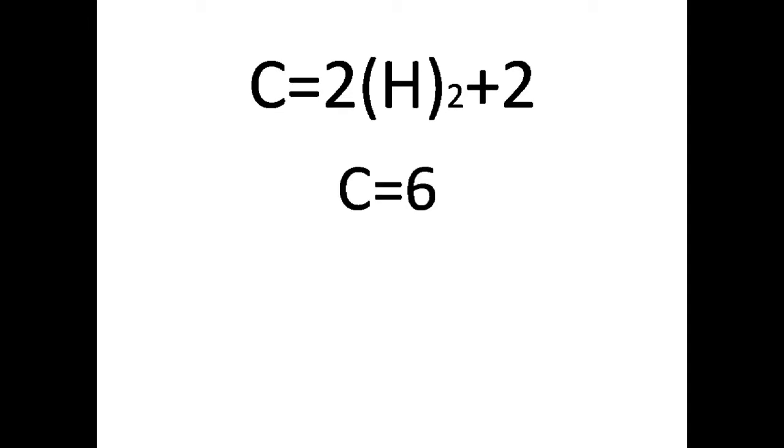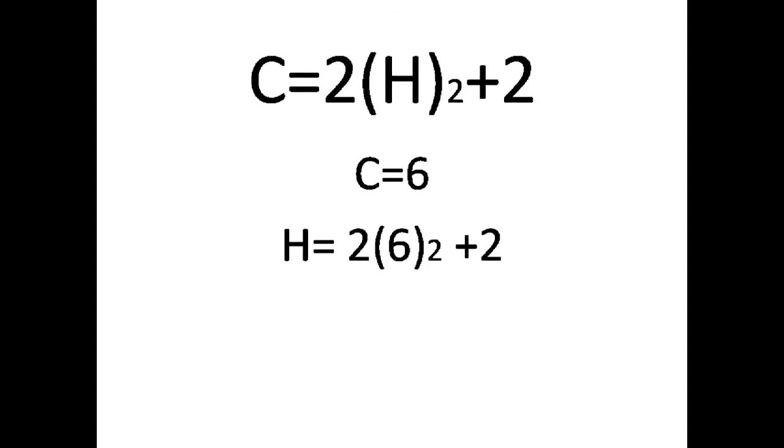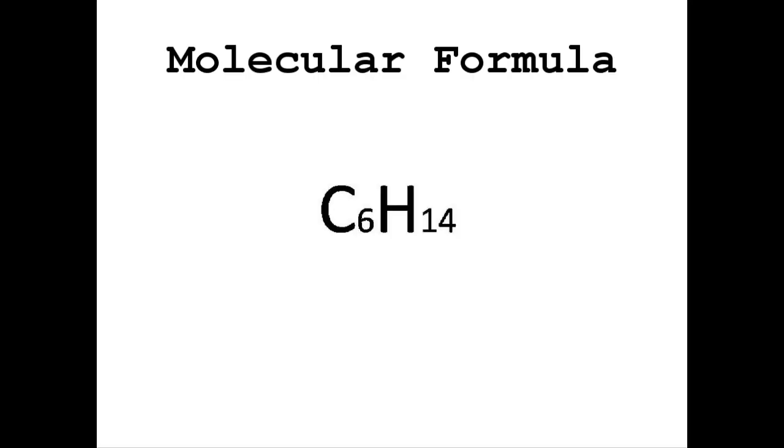Let's go ahead and try 6 carbons. So first off, we have 6 carbons, and if we plug it into the equation, we would have 6 is equal to 2H plus 2. And if you solve this, you should be able to get a total of 14 hydrogens. So already right there you would find the molecular formula, which is C6H14.